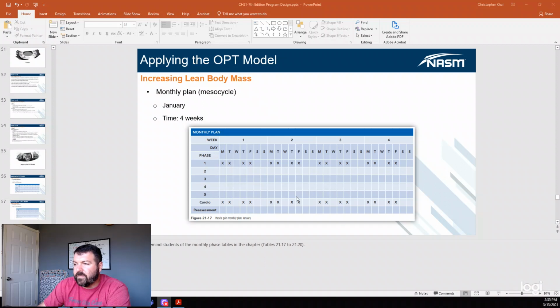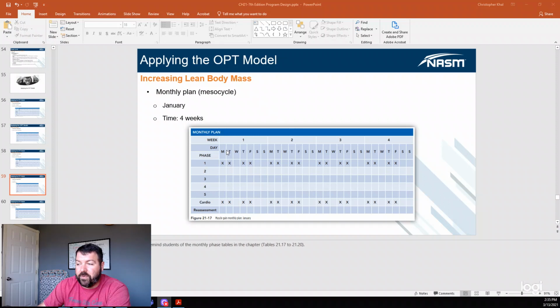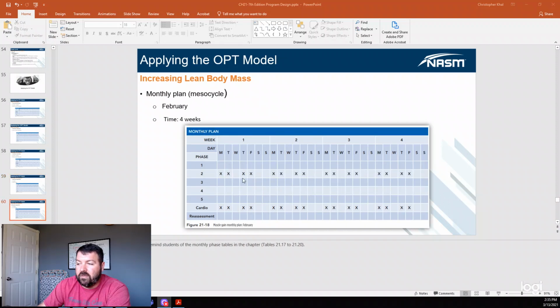And then the monthly plan. This is a 4-day week workout. The mesocycle is Monday, Tuesday, Thursday, Friday. We'll do cardio in phase 1. This is for the first 4 weeks. This one's January, so now we're in February. Same thing, Monday, Tuesday, Thursday, Friday. Now we're on phase 2, and then with cardio.